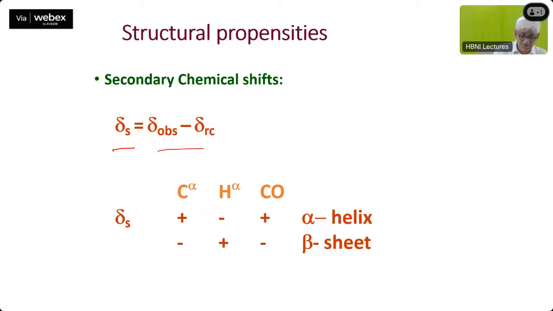So you can measure this for the C alpha, the H alpha, and the carbonyl, all of these, and they have different patterns. If you are looking at a residue which is in the alpha helix, which has the propensity to go into the alpha helix, then the C alpha secondary shift will be positive, H alpha will be negative, carbonyl will be positive. It is exactly the opposite if the structure is in the beta sheet. If it is the beta sheet, C alpha will be negative, H alpha will be positive, CO will be negative. So it is a very good marker, a very good indicator as to what kind of structure the protein is going into.